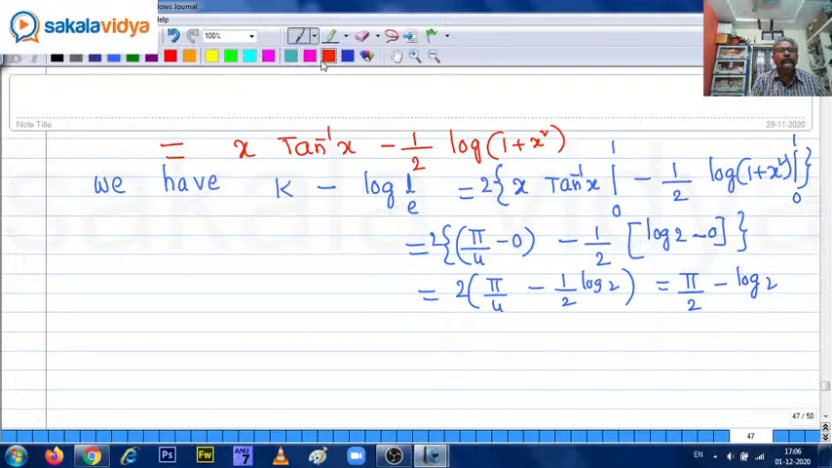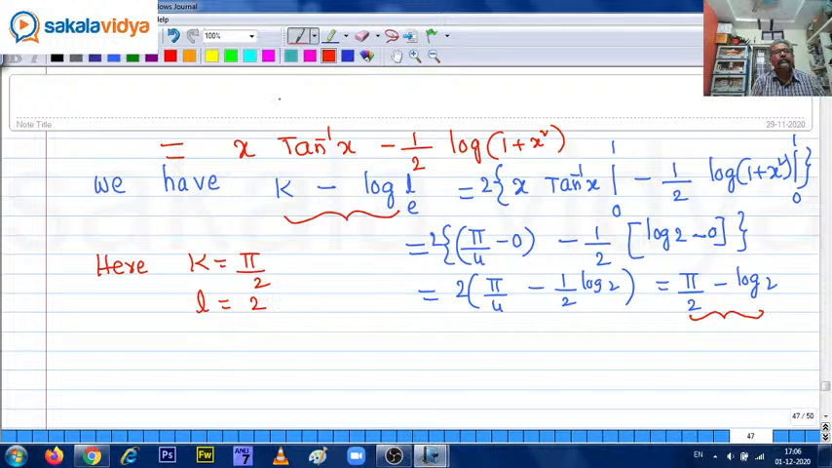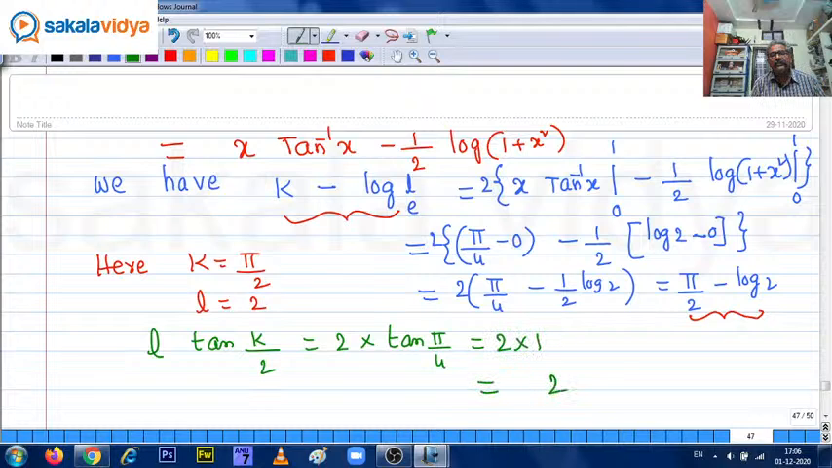So now we need to compare this one with this one. So here it's clear that k value is pi by 2, L value is 2. So now we need to find out L times tan k by 2. L is 2 times tan of pi by 2 by 2, pi by 4, tan pi by 4. Pi by 4 is tan 45. 2 times 1, answer is 2.